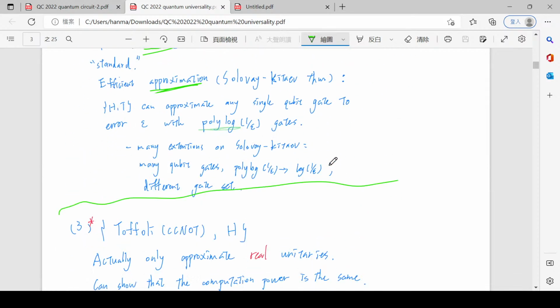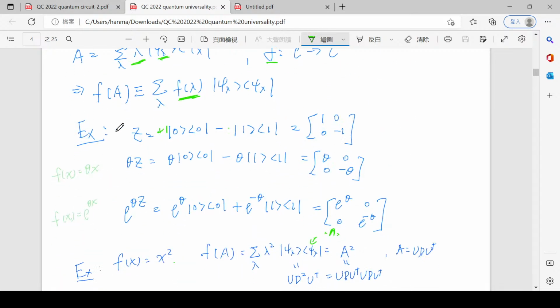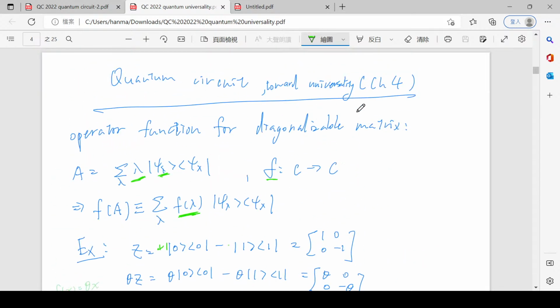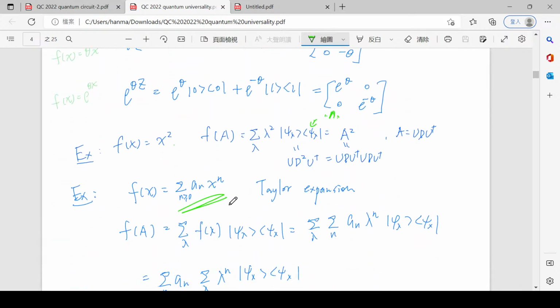Then we start doing quantum universality, and we introduce more concepts about quantum gates. So first is this concept of functions of matrices. Here we focus on matrices that are diagonalizable, and we define a function on diagonalizable matrices just by saying you apply the function onto the eigenvalues of your matrix. And we see that this makes a lot of sense, because say your function is x squared, then applying it to your matrix will just equal your matrix squared.